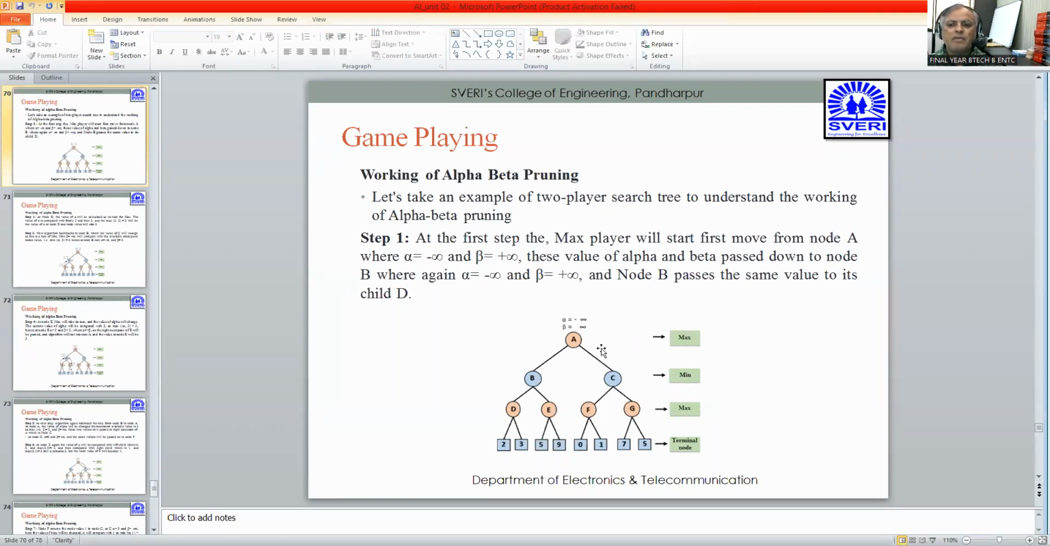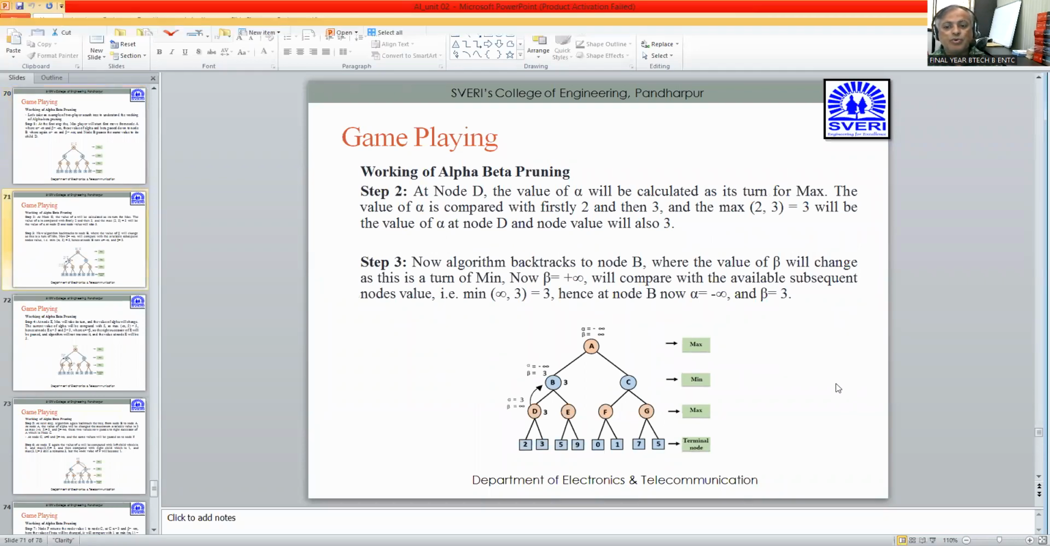These values of alpha and beta pass down to node B, where again alpha is minus infinity and beta is plus infinity. Node B passes the same values to its child D, and likewise to E, and C passes them to its children F and G. So this is how the flow will go. Now how does it actually work out? Step number 2. Now let us assume that at node A, D is there.